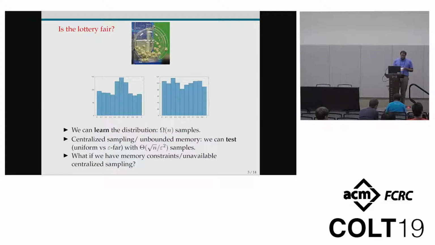For example, this will determine if a lottery is fair, since the distribution has to be uniform. One naive way to do this task would be to actually learn the distribution. However, this is not very efficient, because we know that it requires superlinearly many samples. A slightly better way would be to test. That means, by drawing samples from the distribution, distinguish between the distribution being uniform versus being epsilon-far in total variation distance from uniform. We know that this requires root n over epsilon squared samples.